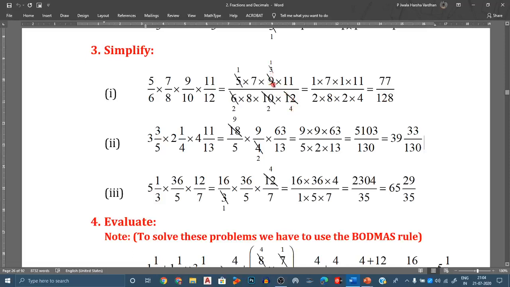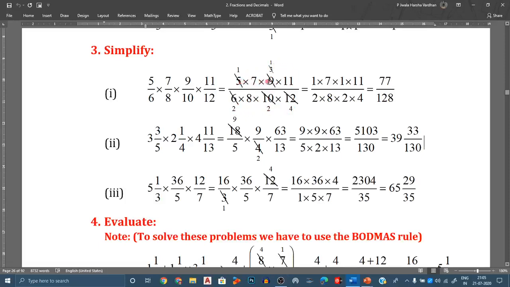Now again I am taking 9 and 6 and dividing by the 3. So 3 1s are 3 here, 3 2s are 6 here. Now there are no common factors for remaining any number, 7 and 8, 11. Cannot divide 11 by 4, 2 and 2 here. So now you can multiply what are the numbers remained in the numerator and the denominator.